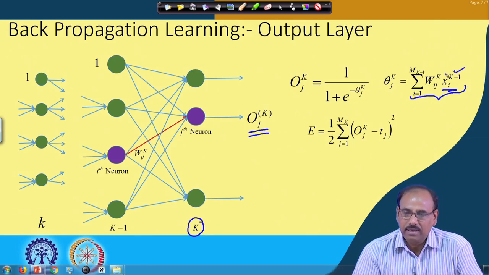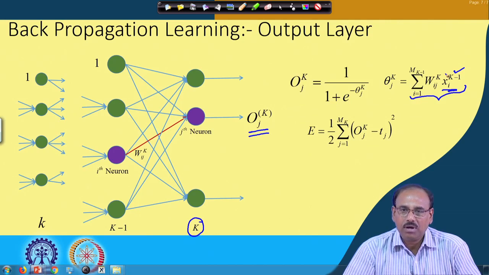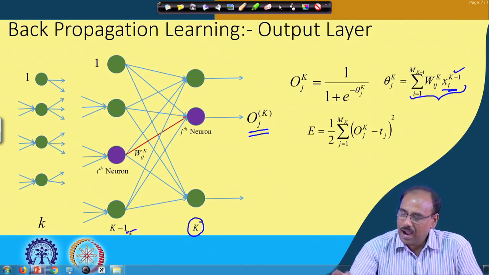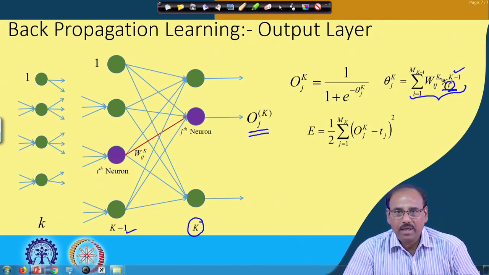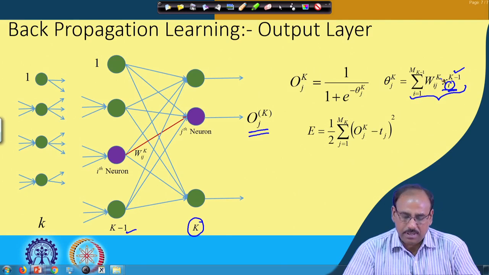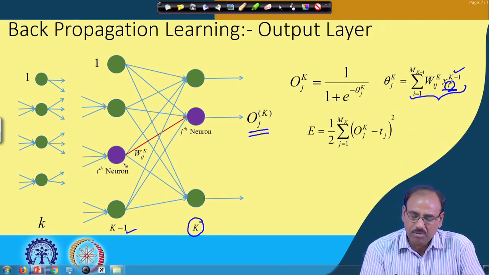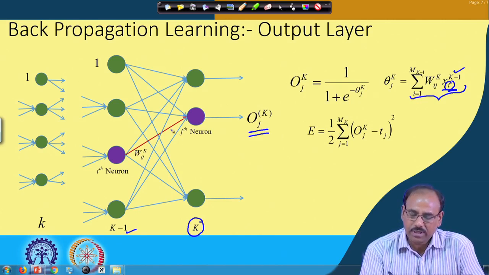This k minus 1 indicates that this is the output of a neuron from the previous layer, that is the k minus first layer, and this subscript i indicates that it is the output of the ith neuron in the k minus first layer. So, I take this ith neuron in the k minus first layer. This ith neuron is connected to the jth neuron in the kth layer through a connection weight Wij.